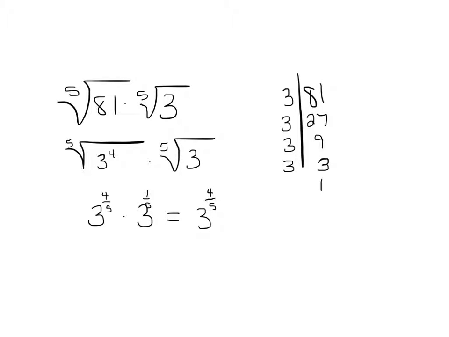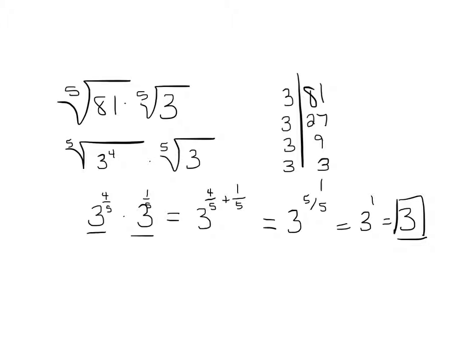I have 4 over 5 plus 1 over 5, because when you have the same base, you add the exponents, 4 over 5 and 1 over 5. So this is 3 to the 5 over 5, which is 3 to the 1, which is 3. And so your answer is just 3.